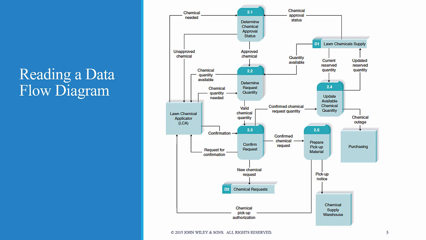Okay, so those are, in a nutshell, the four types of drawing elements that you have on a DFD. Processes are verbs, they do things. Data flows are nouns, they represent data in motion. Data stores are nouns, they represent data at rest. And external entities are nouns, things external to the system.